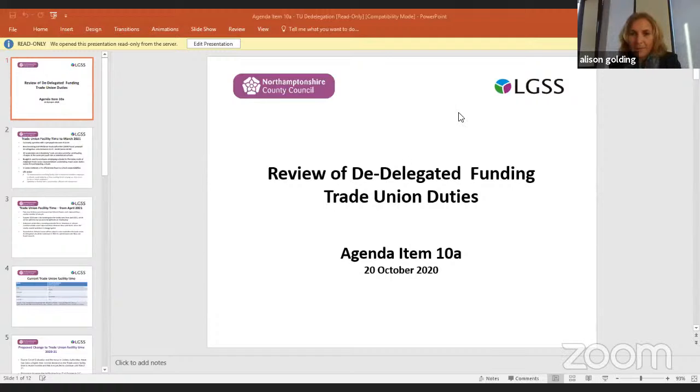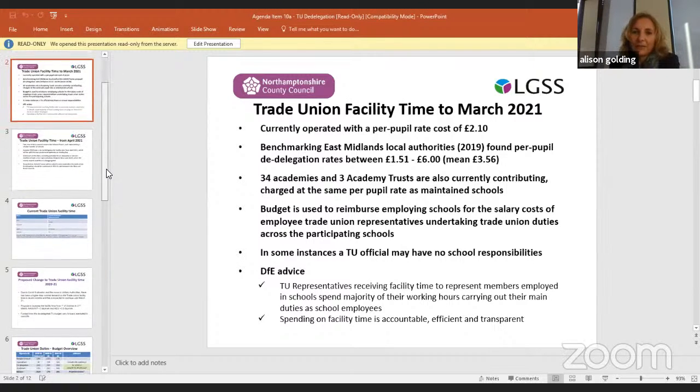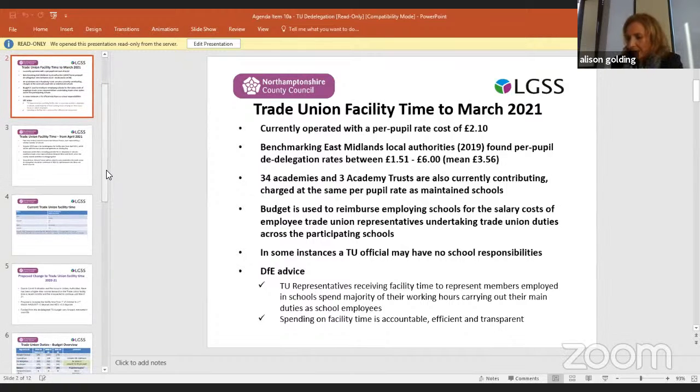Great, thank you. You'll have to just wave if you can't hear me, but hopefully the Wi-Fi is all right. So this is the review of de-delegated funding for trade union duties. It requires a vote as per previous years. I'll present the first few slides and then hand over to the trade unions to see whether they've got anything else that they want to add. Essentially, it's currently operated within a per pupil rate of £2.10, as it says on that slide. There's no change to this proposed for this year.